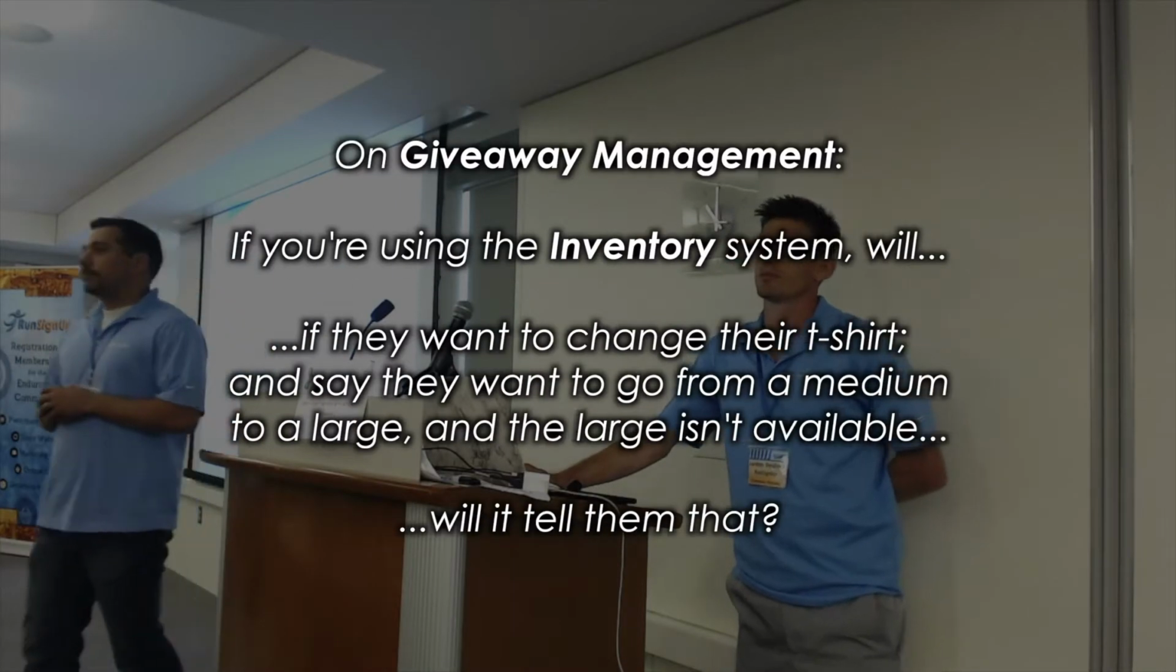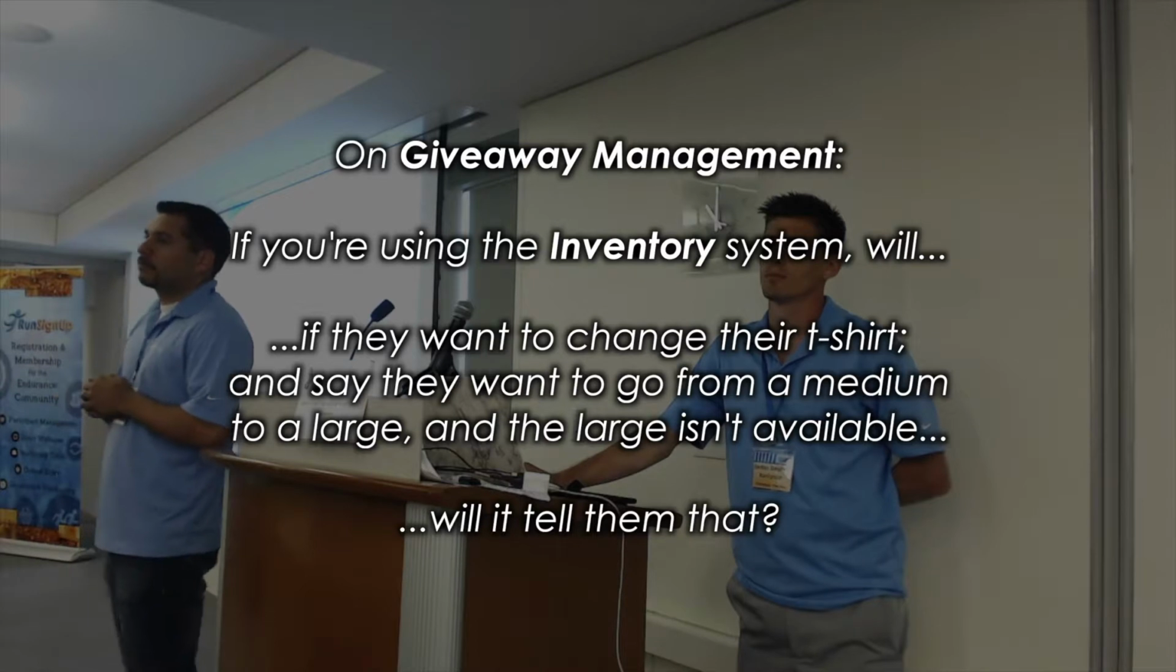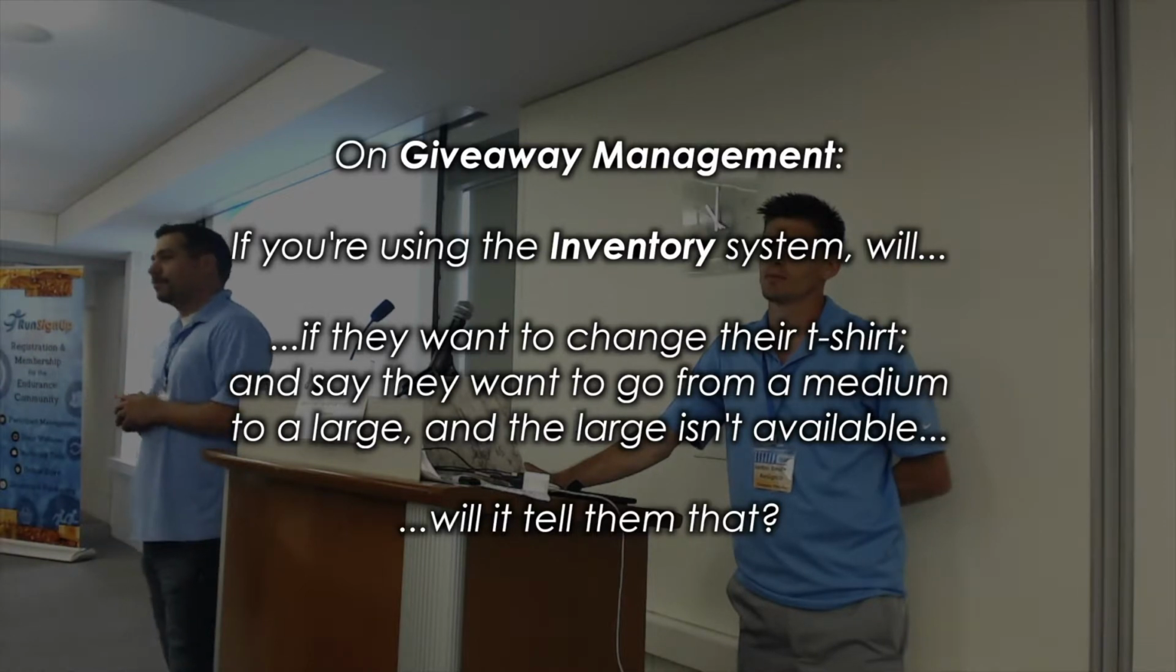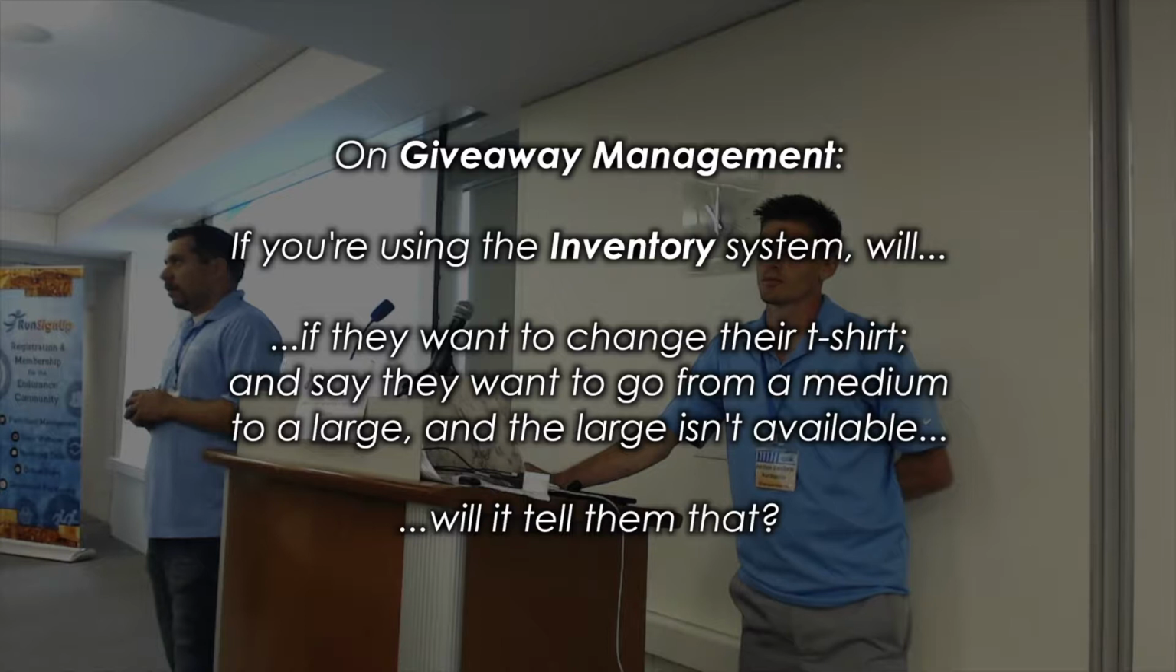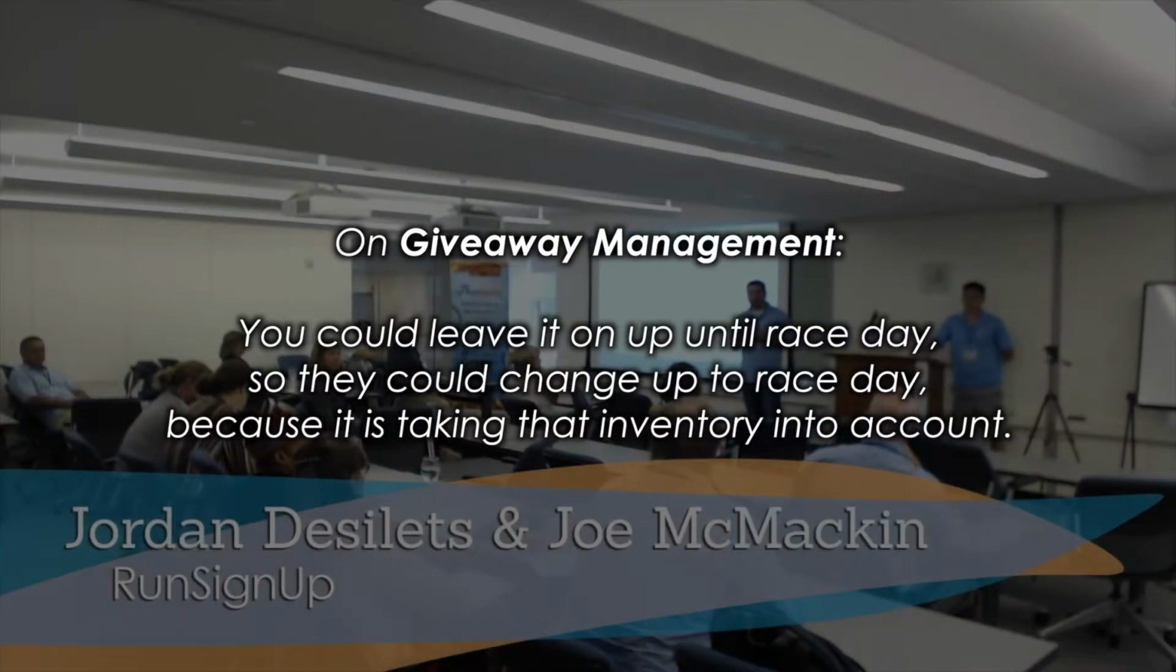So on the giveaway management, if you're using the inventory system, if they want to change their t-shirt and say they want to go from a medium to a large and the large isn't available, will it tell them that, or does it acknowledge? It won't be available. So it's just kind of like going back to the registration form. So that's fine. Okay. It just won't be there if it's already gone. So you could leave it on up to race day, so they could change up to race day because it is taking that inventory into account.